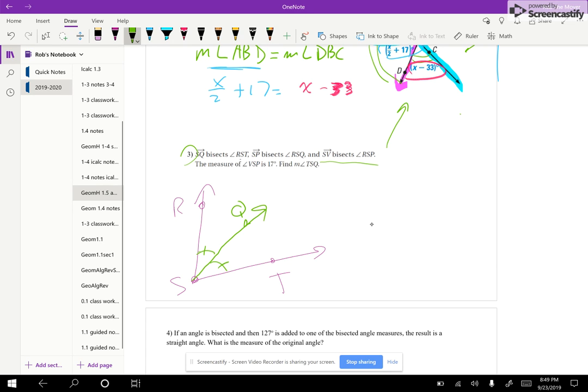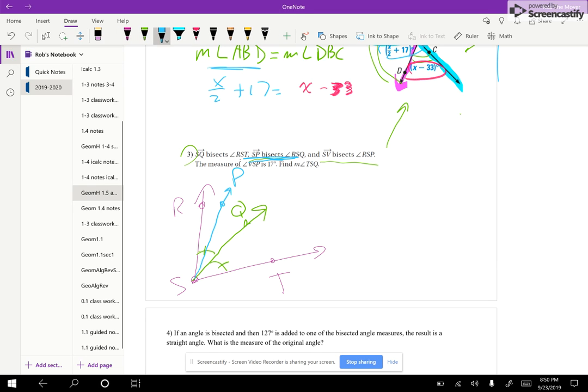I'm sorry, I didn't even read the whole thing. SP bisects RSQ. So now you've got another SP, right? SP bisects RSQ, so it looks something like that, right? So that's that one. Let me underline it in blue.